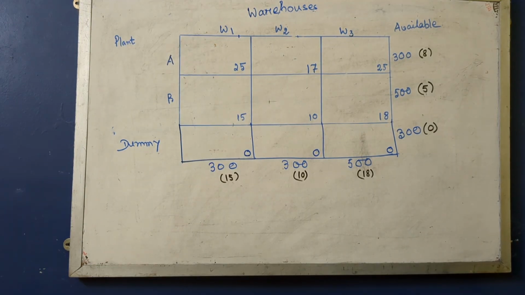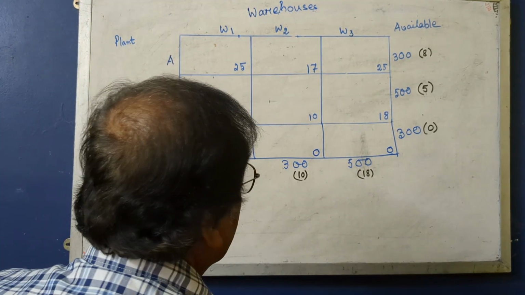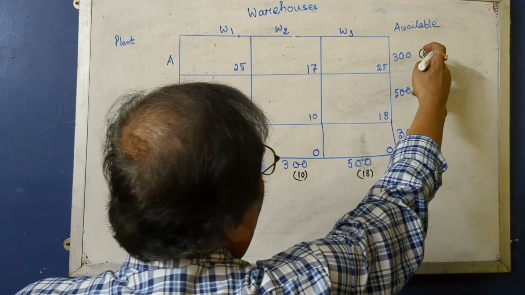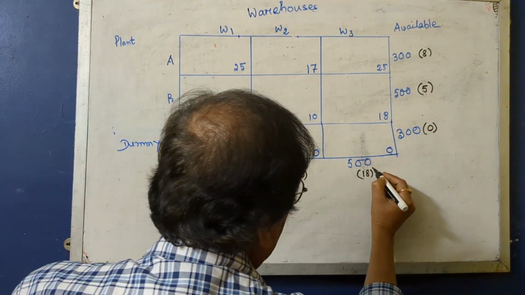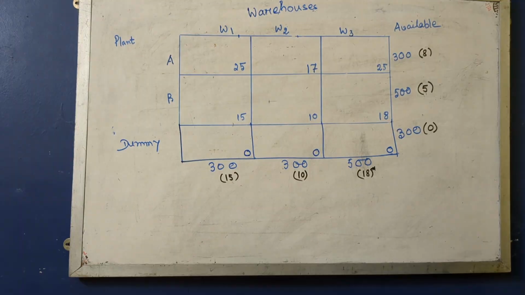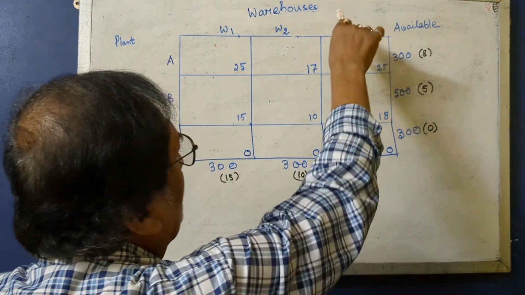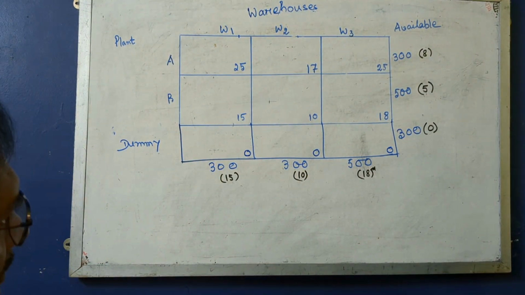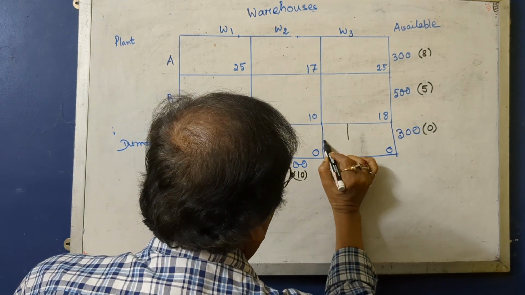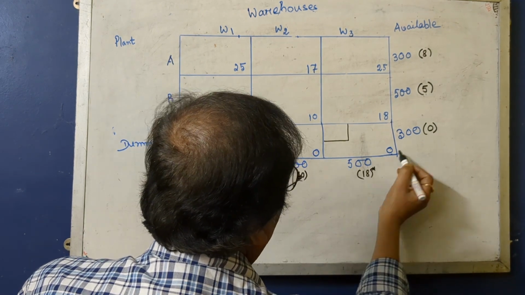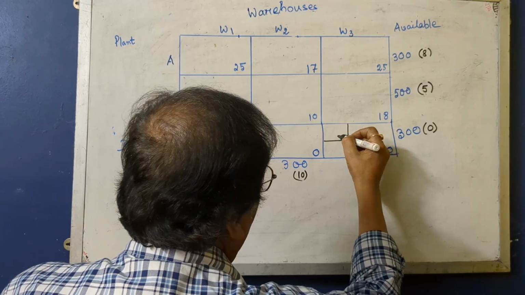After doing this, you note the highest difference. You have to find the highest difference among 8, 5, 0, 18. Out of all these, 18 is the highest difference, and this indicates you have to allocate in this column. And you allocate on the lowest cost cell. This is the lowest cost, not this one. You have to allocate here.